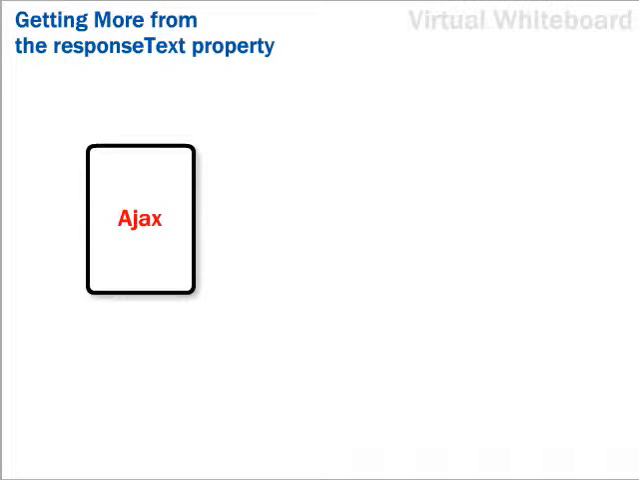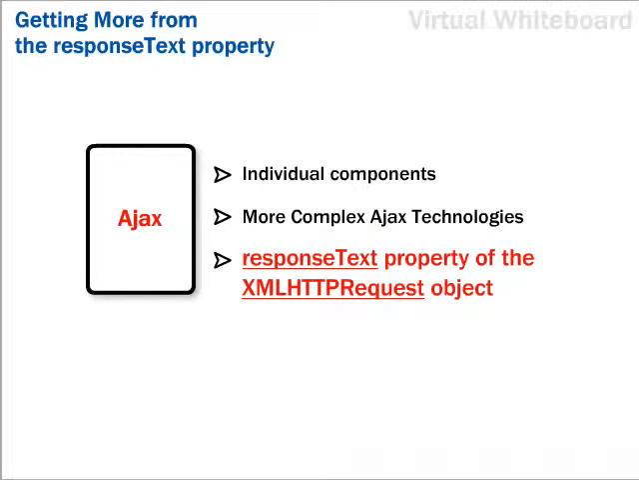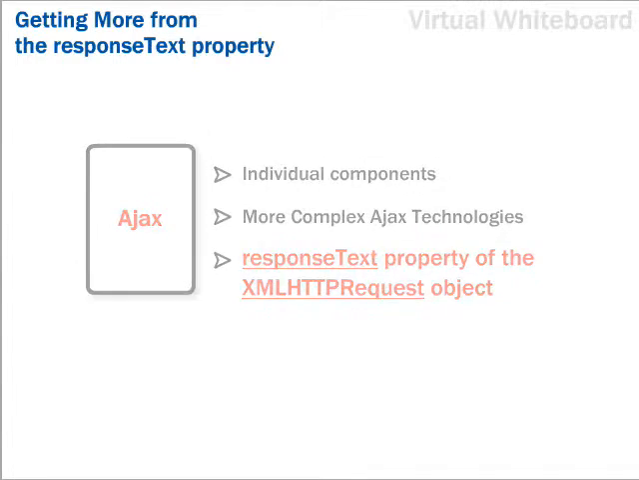In previous lessons, we discussed the individual components that make AJAX work, culminating in a complete AJAX application. We also discussed more complex AJAX technologies, examining how you can extend what you know to develop more sophisticated AJAX applications. For this chapter, we'll look a little more closely at the response text property of the XML HTTP request object and see how we can give our application some extra functionality via its use.